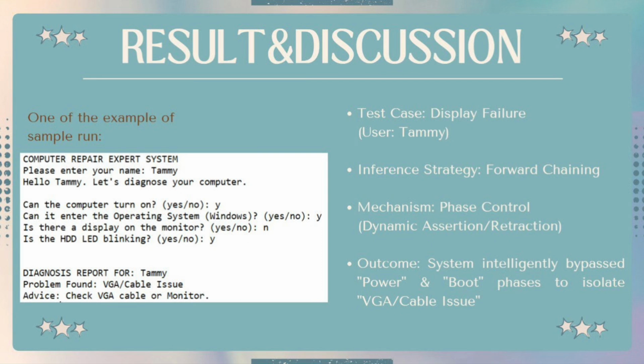The critical moment happened when she reported no display, but confirmed the HDD LED was blinking. The system successfully matched this symptom to rule 4, inferring that the PC was processing data but failing to transmit video. This led to an accurate diagnosis of a VGA cable issue, proving our logic correctly isolated the fault.